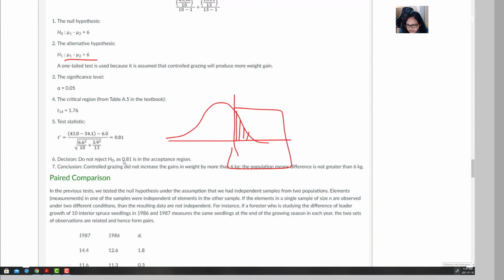The rejection region, I meant. And then the critical value, that means the point in here, this value is 1.76, and then the t-statistic value 0.81 is actually smaller, and then it falls within this region. That means it falls on the acceptance region. That's why the null hypothesis is actually not rejected. Okay.